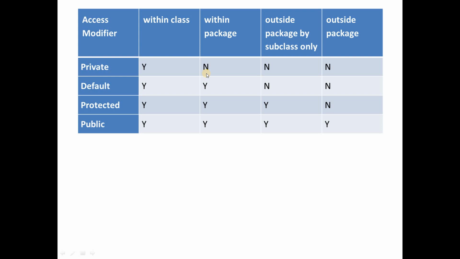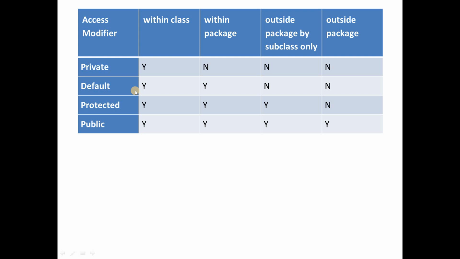That's why your private data member is only accessible within the class, and yes is written only in within the class. After that, the default access modifier is here. It is accessible within the class as well as within the package. That's why there are two fields in which your default access modifier is accessible. But the default access modifier is not accessible outside the package by a subclass or outside the package. It is accessible only within two fields, within the class and within the package.